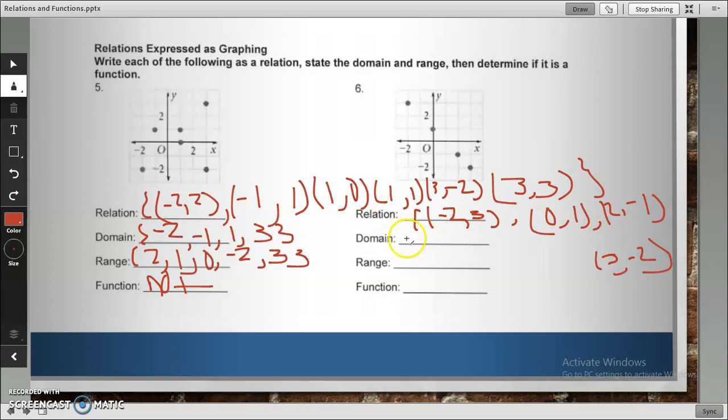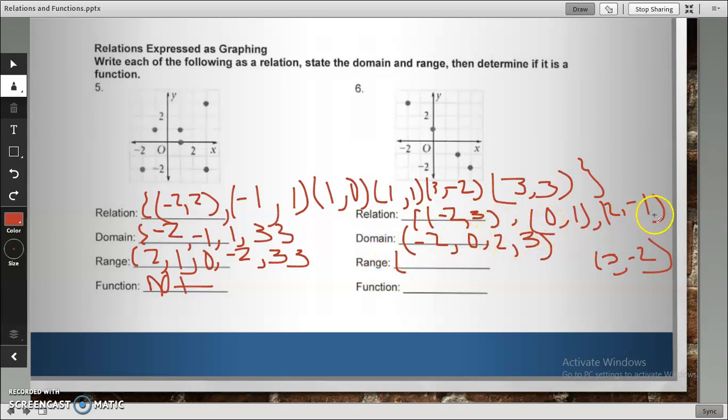Okay, so my domain is just all my x values. I have -2, 0, 2, and 3. And my range is all my y values. So I have 3. Let's try to put them in order.